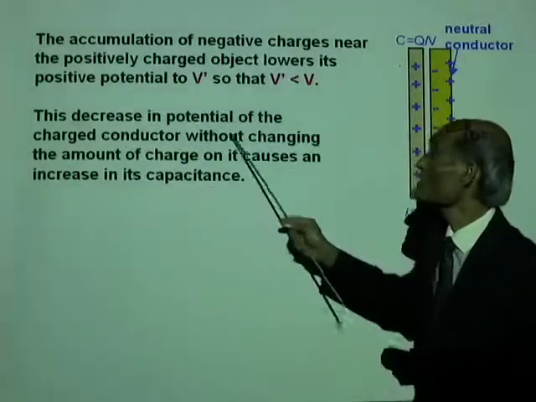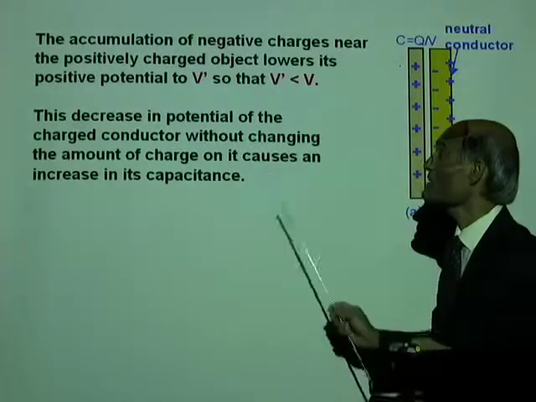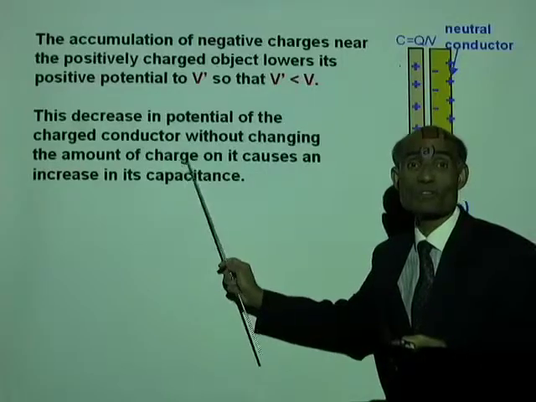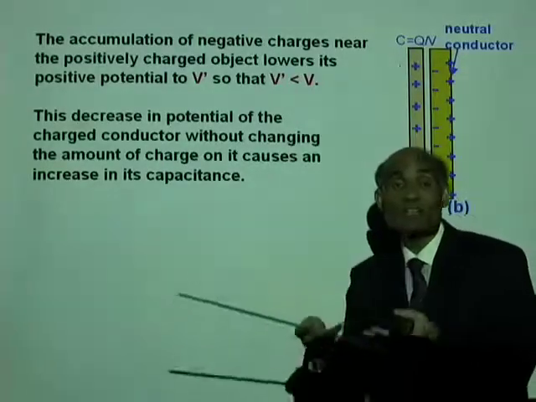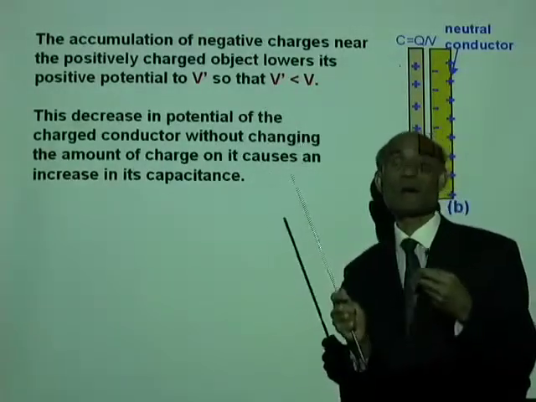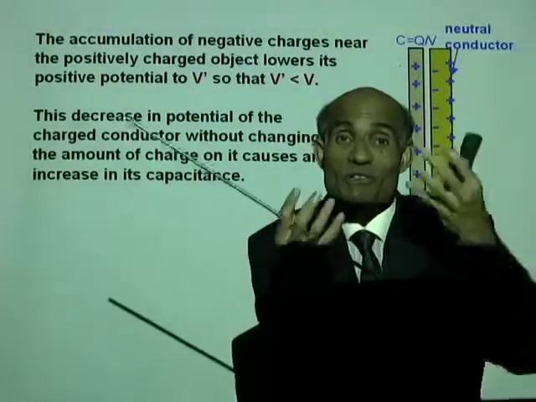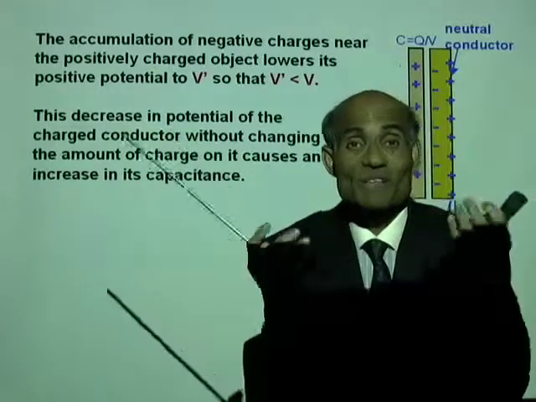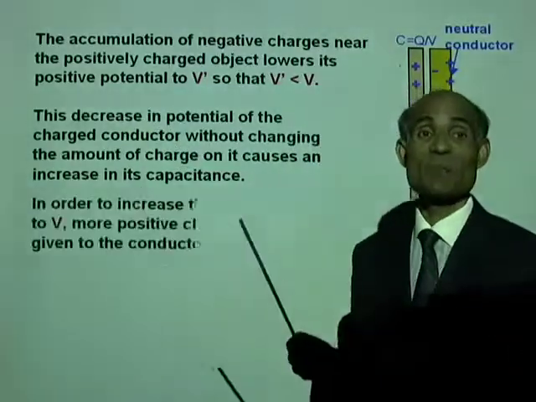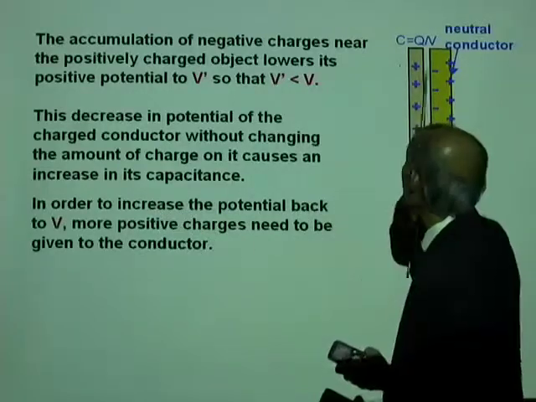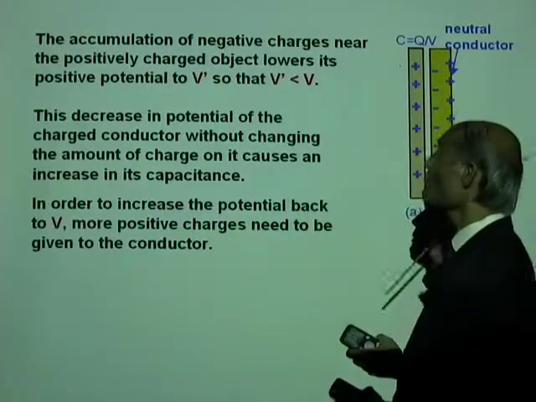Now this decrease in potential of the charged conductor without changing the amount of charge on it causes an increase in its capacitance. That means now it can hold more charges at the same potential. You see that? So we have increased the capacitance. Now, is there any way to decrease that potential still further?